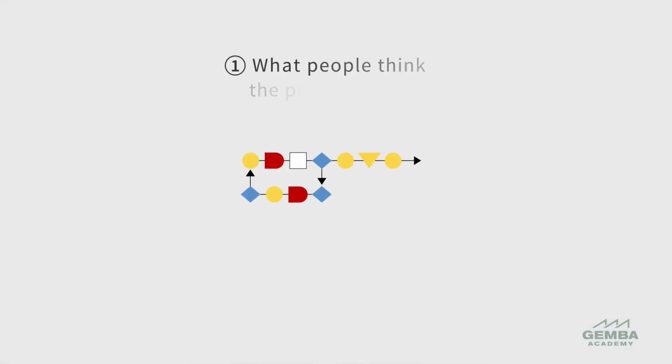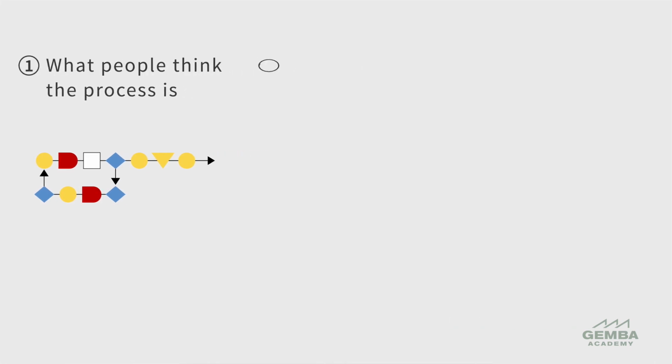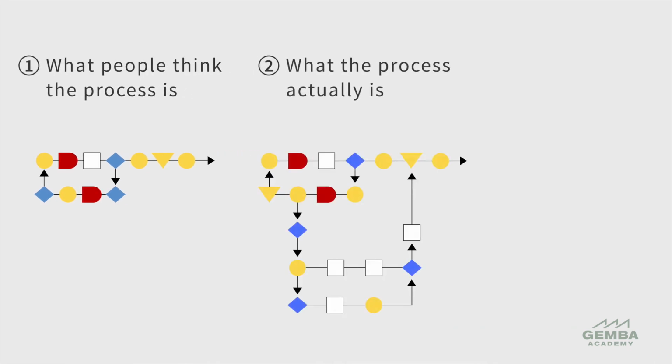Before we dive deeper into process maps, let's take a few moments to talk about processes in general. There are usually three versions of any process. The first version is what people think the process is. This is often not the full and true picture. The second version of the process is what it actually is. The goal of process mapping is to discover the details of the actual process.